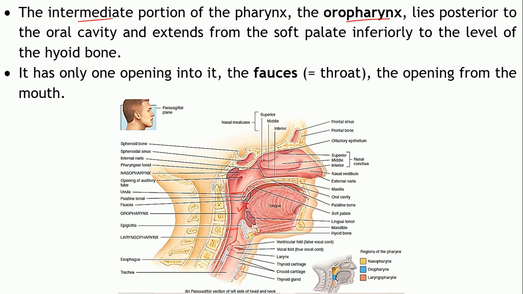Now this particular portion, it has only one opening into it, that is the fauces. Fauces means throat. Okay, remember the opening of the oral cavity into the oropharynx, that is known as the fauces. That's the one. So this portion, okay, wherein that's the tongue. So that's your oral cavity. So it opens into the oropharynx through this small opening called as fauces.